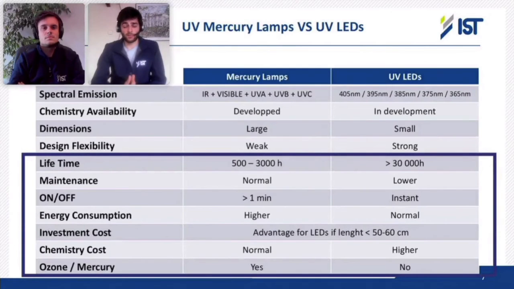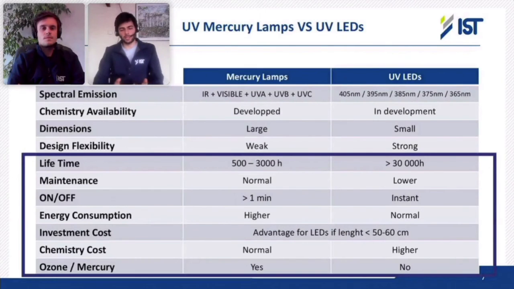Then for maintenance, you have almost no maintenance with UV LEDs. You just have to blow air in the filters once or twice a week. UV LEDs are instant on and off, whereas with mercury lamps you have to wait for the warm up and the cool down. Then the consumption: of course, the UV LEDs consume really less than the mercury lamps. Normally, for the system, it's around 50 to 70% less consumption for UV LEDs.